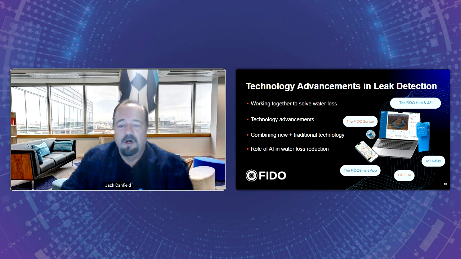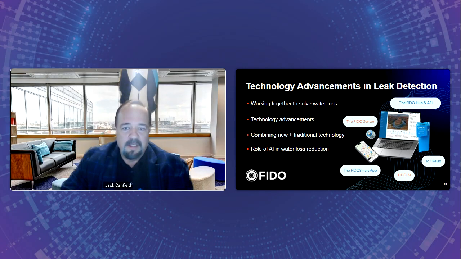Platforms such as the FIDO Hub use AI and cloud computing to transform raw sensor readings into actionable information. Rather than simply presenting data, these systems help utilities understand where attention is needed and which issues may require further investigation. So in conclusion, leak detection has evolved from a largely manual activity into a technology-enabled discipline that combines sensors, Internet of Things connectivity, mobile applications, cloud platforms, and artificial intelligence.